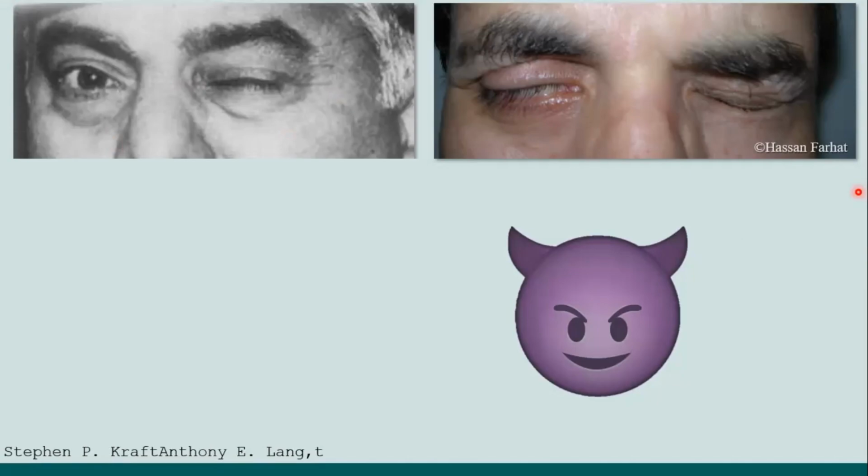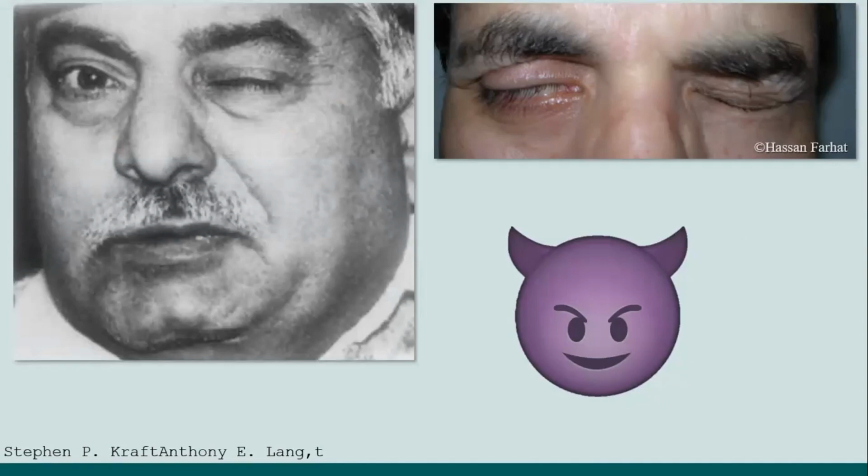Okay, let's give you another clue in order to reach the diagnosis. How about now? What's your diagnosis? Hemifacial spasm. Yeah, exactly. So this is a hemifacial spasm. And see how it's important to check the face as a whole.